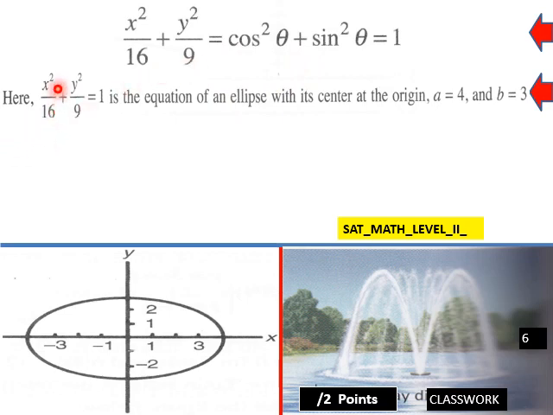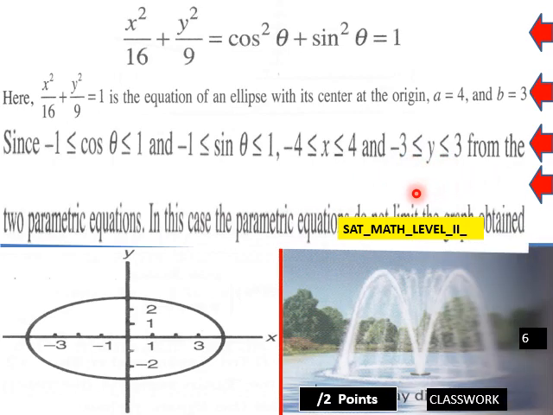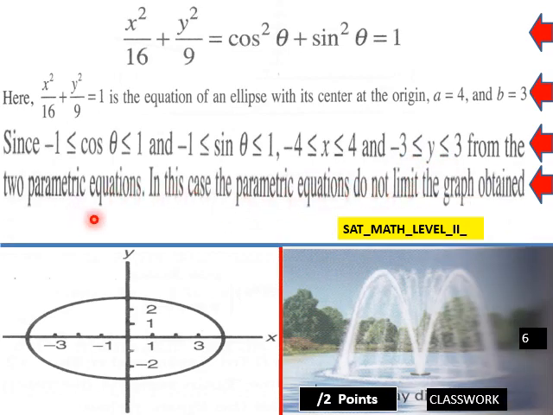Here, x squared over 16 plus y squared over 9 equals 1 is the equation of an ellipse with its center at the origin, a equals 4 and b equals 3. Since negative 1 is less than or equal to cosine theta, which is less than or equal to 1, and negative 1 is less than or equal to sine theta, less than or equal to 1, negative 4 is less than or equal to x, less than or equal to 4, and negative 3 is less than or equal to y, less than or equal to 3, from the two parametric equations.